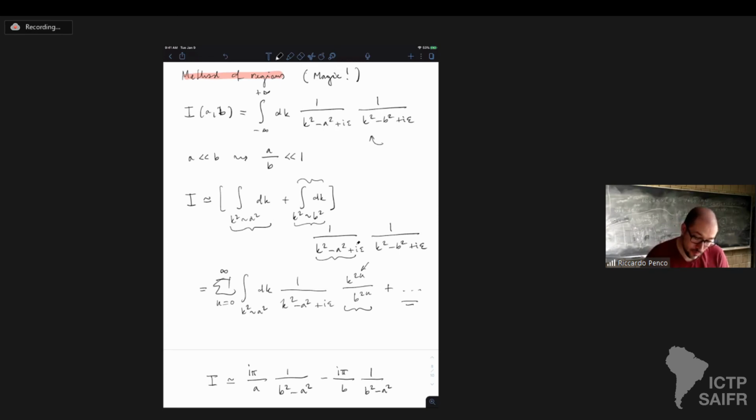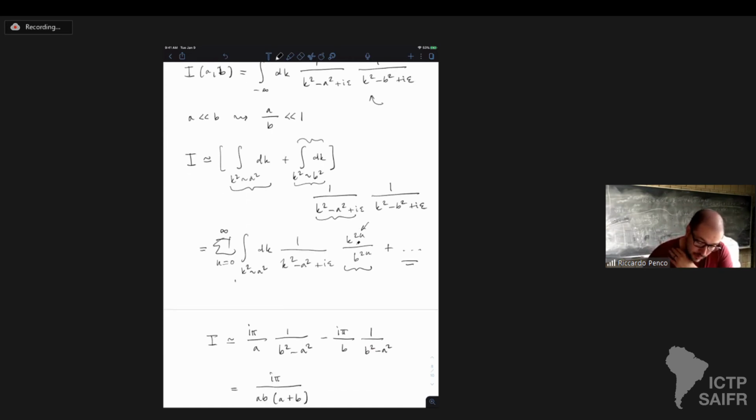So what does this little example show us if we now think of these as being propagators of particles and loop integrals? What this shows us is that the relevant kinematic regions correspond to the locations of poles in the integrands, in the loop integrands.